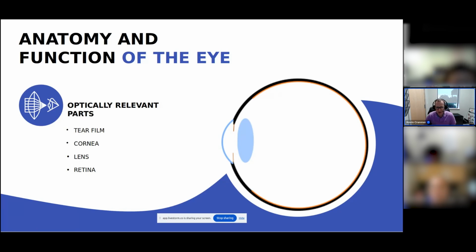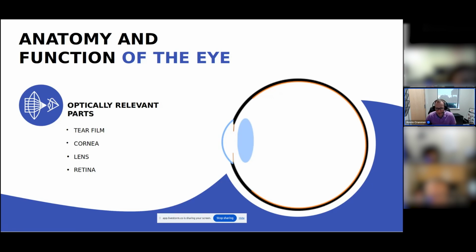But the cornea actually doesn't do most of the bending of light. The cornea provides the structure for the tear film and provides the basis for the shape of the tear film. But the cornea is not doing most of the refracting of light. It's really just providing that structure.